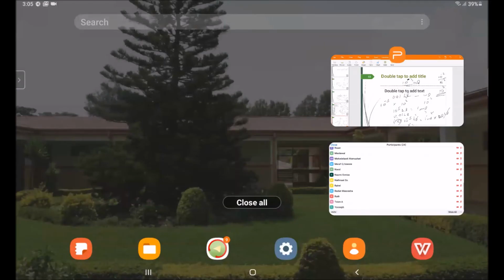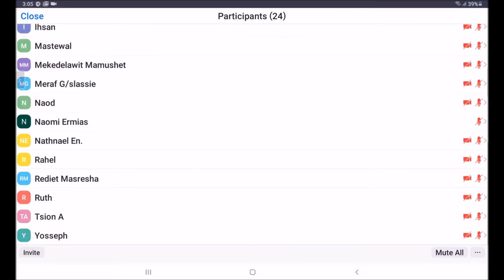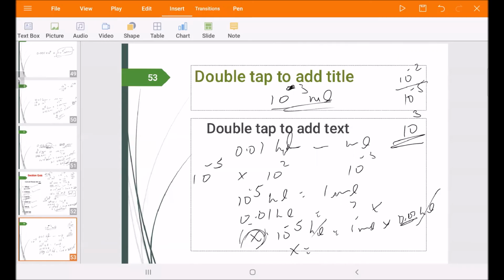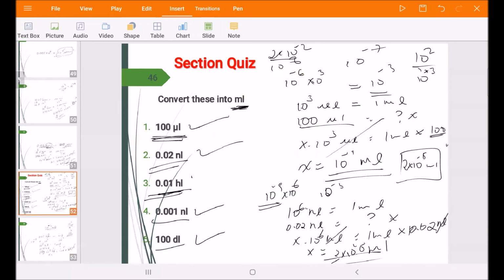Next question. Leonard. Let's see. 0.001 nanoliter. 10 to the power of minus 9 milliliter.